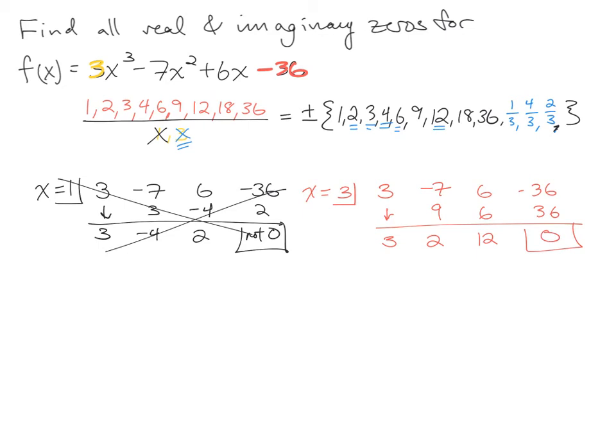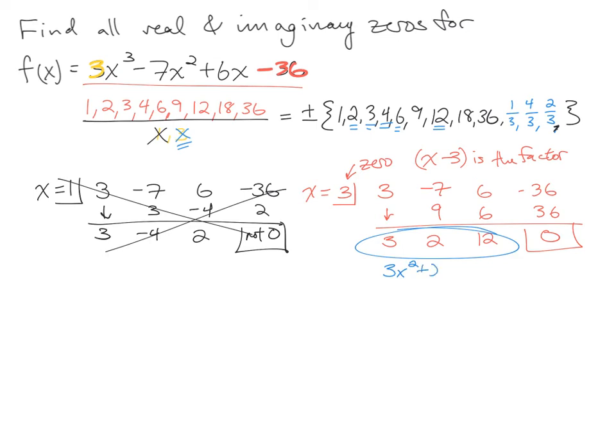So we know this is the 0 for this function up here, and we know x minus 3 is the factor. And the other factor, like we've been saying, is down here. This would be 3x squared plus 2x plus 12. All right, so I can write this function up here as f of x equals x minus 3 was our factor, and the other factor was 3x squared plus 2x plus 12.